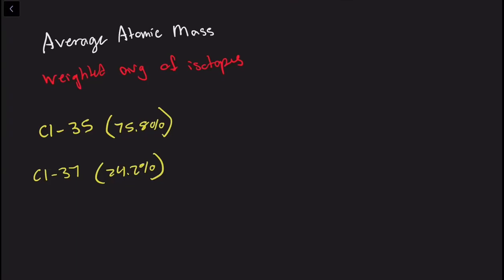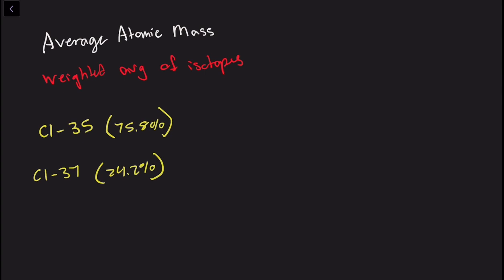In this video, we're going to look at how to calculate the average atomic mass of an element. We can also say that this is the weighted average of an element's isotopes. And isotopes are different versions of an element that have different numbers of neutrons in their nucleus.